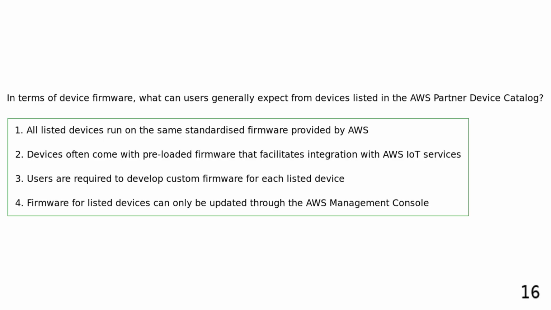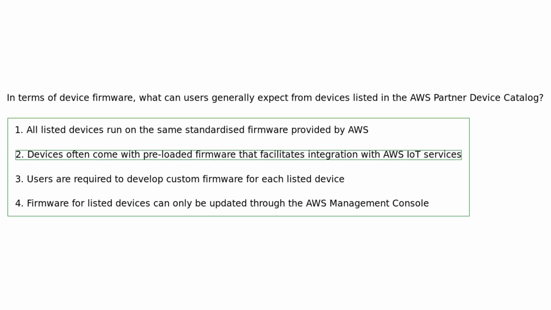All listed devices run on the same standardized firmware provided by AWS. Devices often come with preloaded firmware that facilitates integration with AWS IoT services. Users are required to develop custom firmware for each listed device. Firmware for listed devices can only be updated through the AWS Management Console. Devices in the AWS Partner Device Catalog often come with preloaded firmware that is designed to facilitate easy integration with AWS IoT services. This pre-configured firmware can help streamline the setup process and reduce the time required to get devices connected to the AWS cloud.